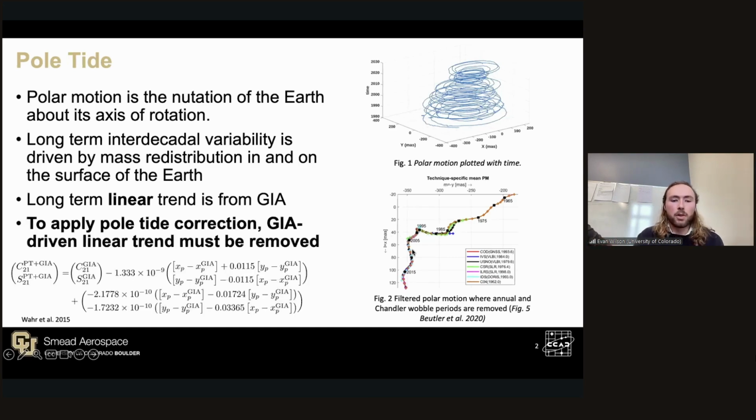So to apply the pole tide correction per the Wahr et al. 2015 recommended pole tide correction, the GIA-driven linear trend must be removed since the C21, S21 values from GIA models, which are commonly subtracted from GRACE data, contain their own GIA pole tide correction.